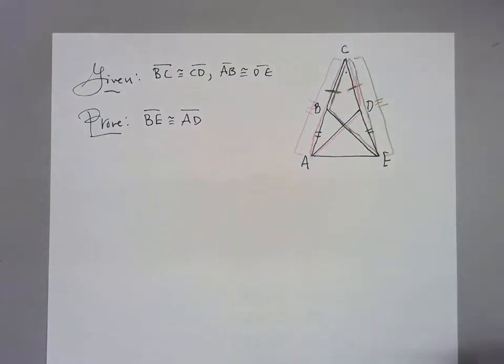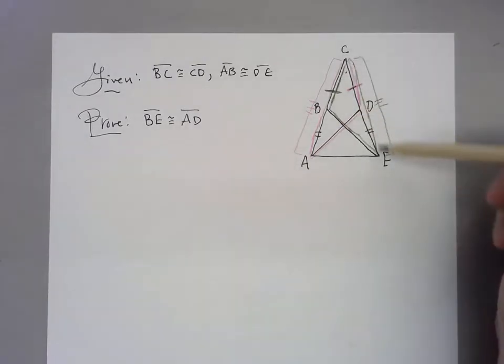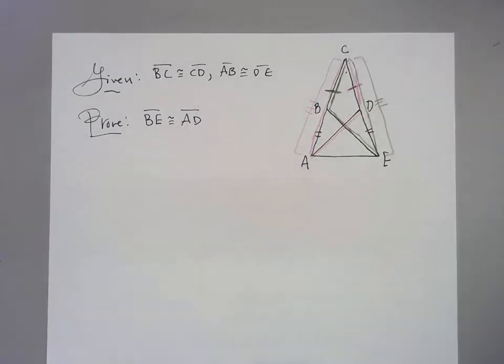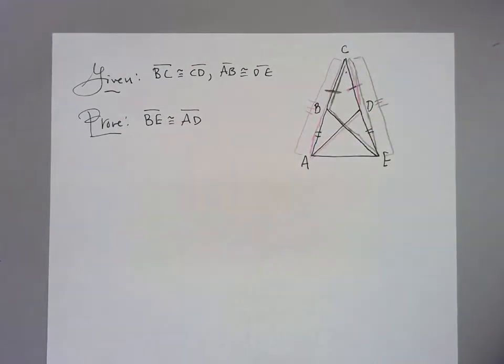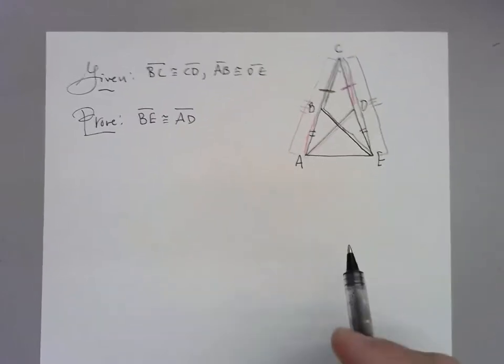So if I look at what I have tick marked now, in the green I have side, side. And in the pink I have side, side. So the way I'm going to finish this is I'm going to go SAS, side, angle, side. And this is the first time we've seen what I call a shared angle.